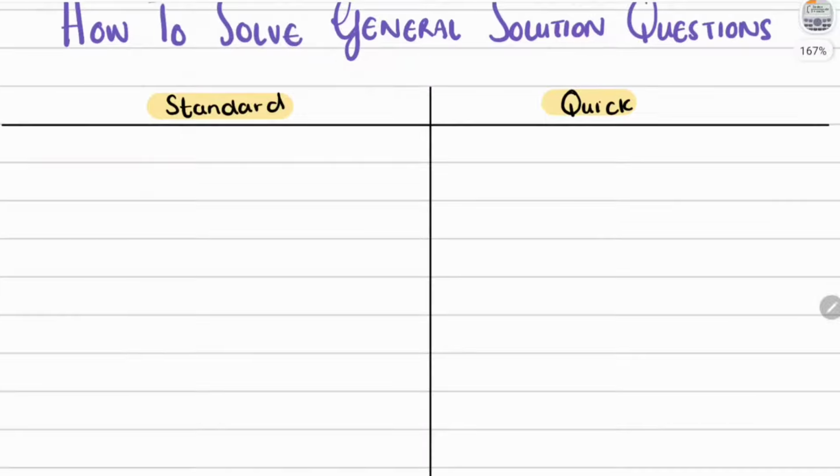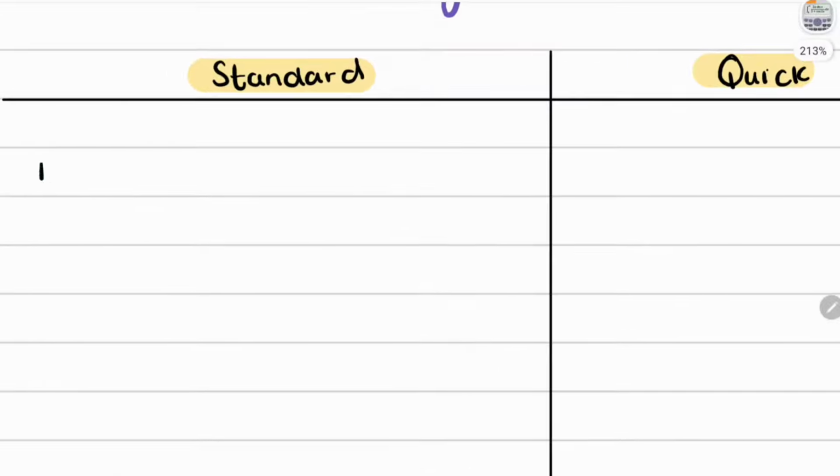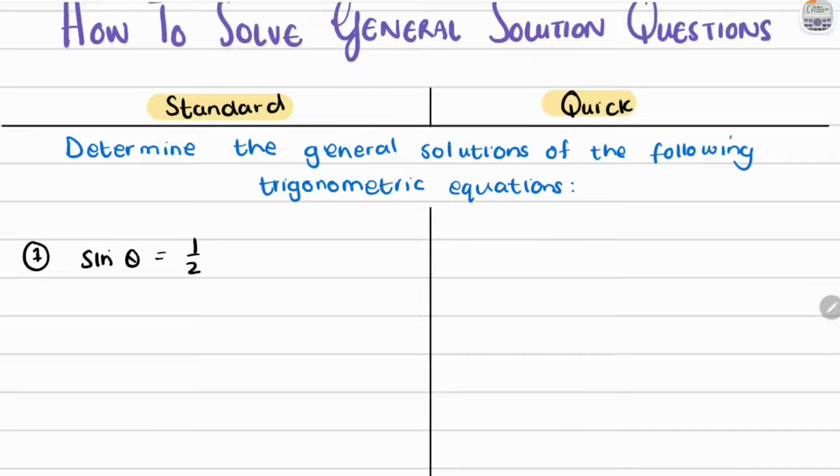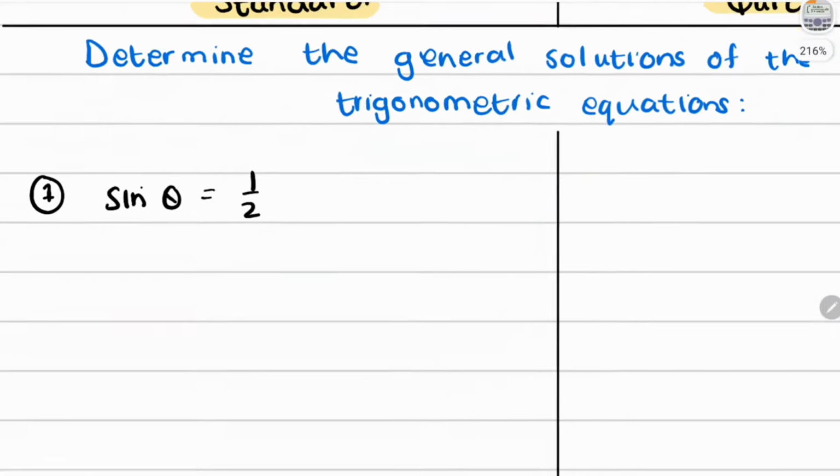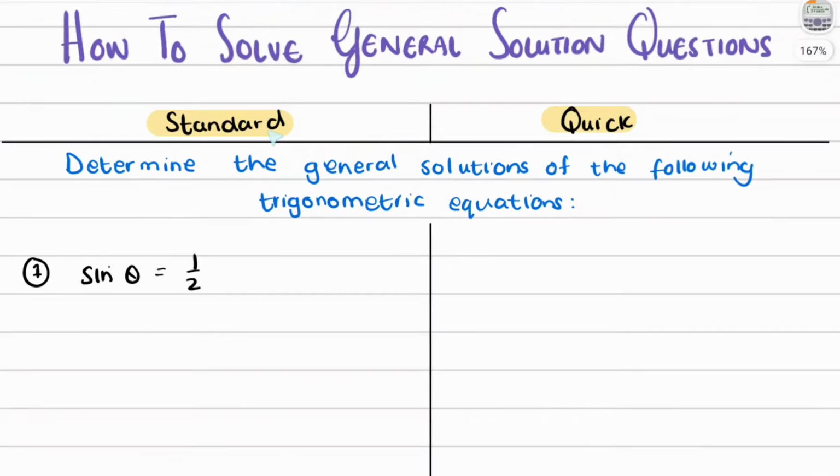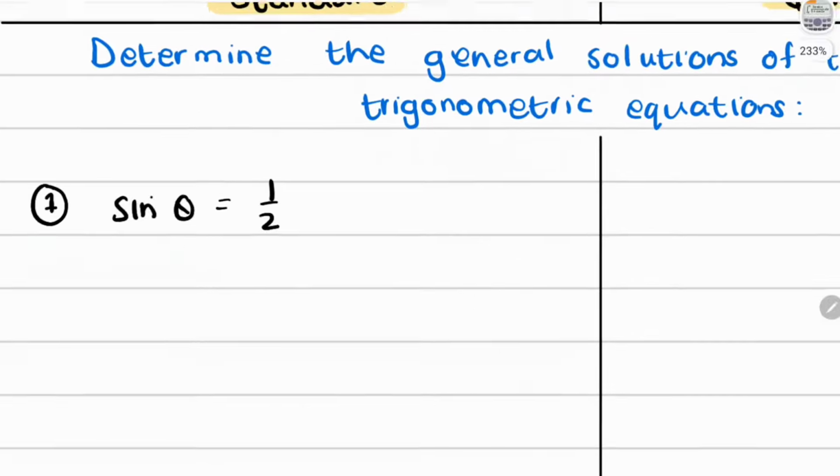Okay, so the first equation that we're going to work on is you need to find the general solution for theta if sine of theta is equal to 1 over 2. Okay, so the first one is sine theta equals a half. So I'm going to deal with it using the standard method.